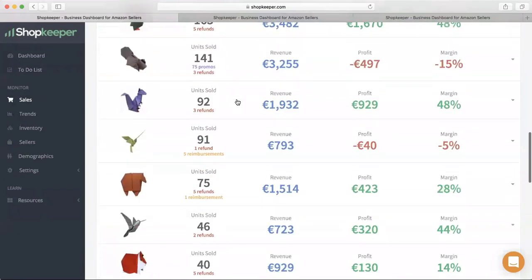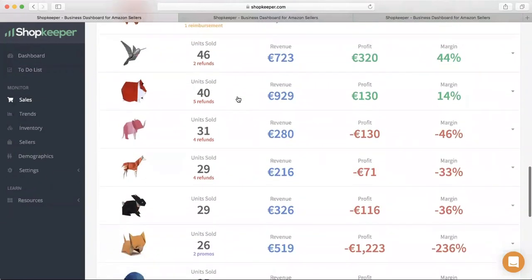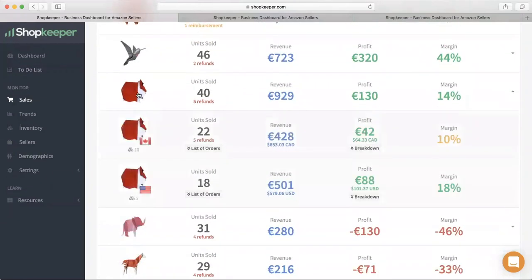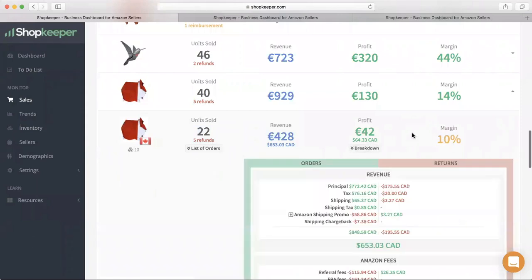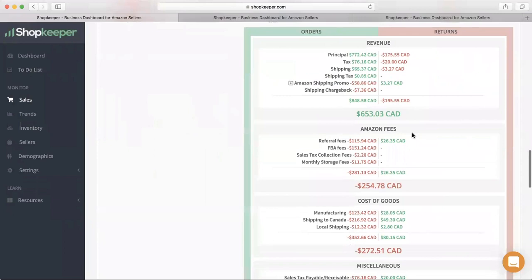Let's keep looking. What else hits our eye? And we see this one, the red pig here in Canada. It says 22 items sold and 5 refunds. So that is over 20% refund rate. And the margin is so low. Let's look at the numbers and analyze. This is always what you would do.